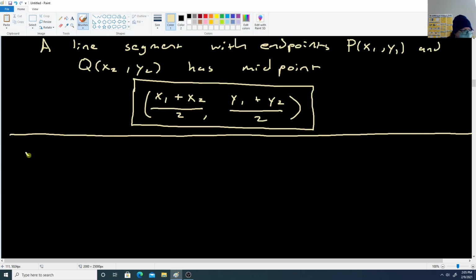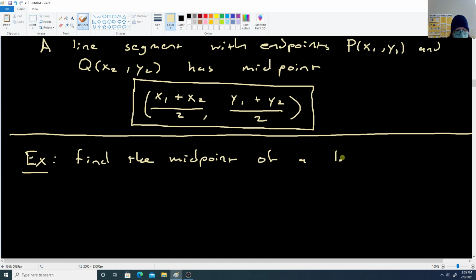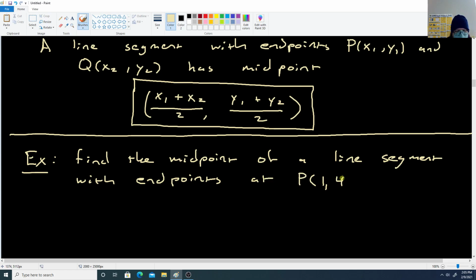So let's do an example. We want to find the midpoint of a line segment with endpoints at P, we'll say 1, 4, and Q of negative 3, 11.